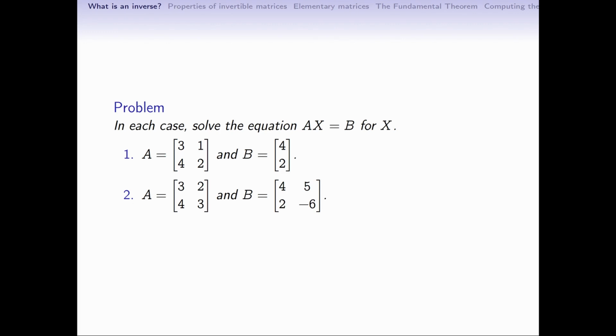In each case, solve the equation AX equals B for the unknown X. In part 1, we've got A is a 2 by 2 matrix and B is a 2 by 1 matrix. And in part 2, we have A is a 2 by 2 matrix and B is a 2 by 2 matrix. Let's go to the document camera and see how we can use our theory to solve the equations AX equals B in both cases.